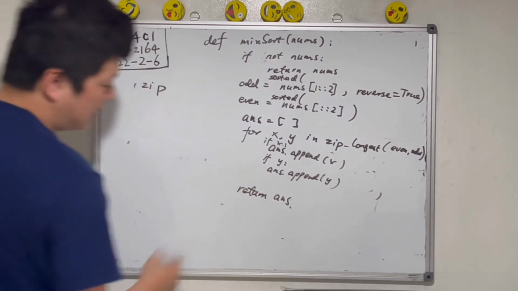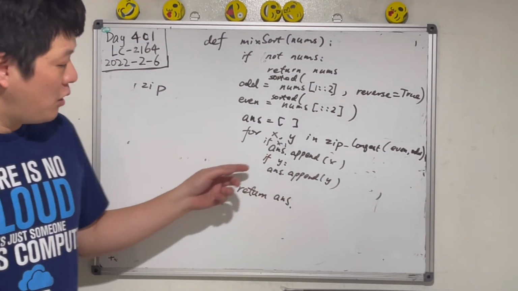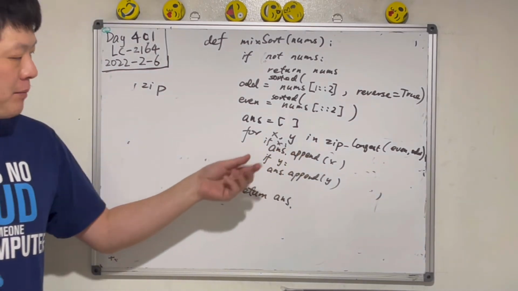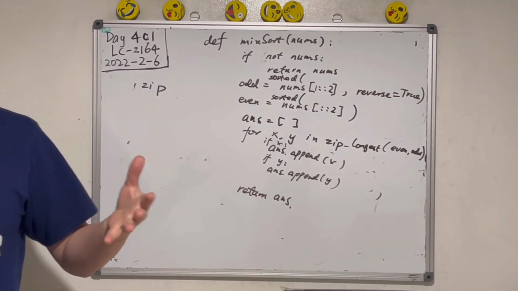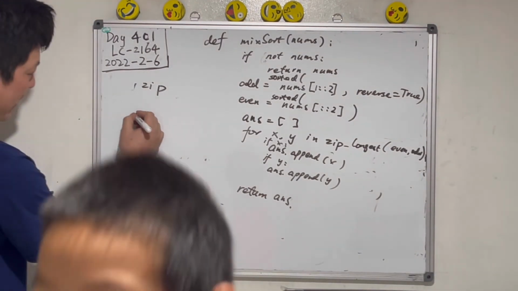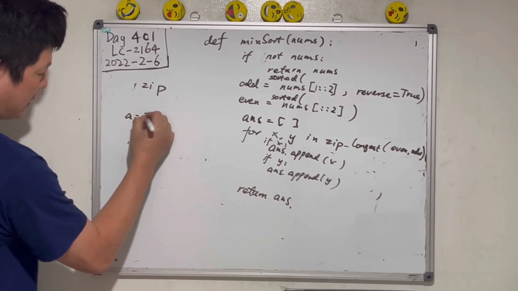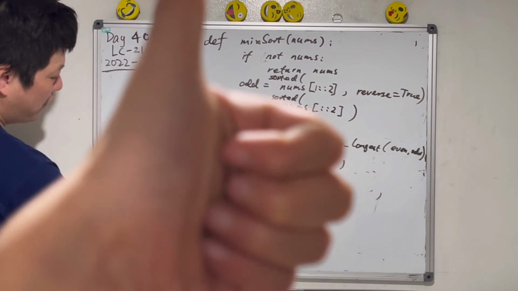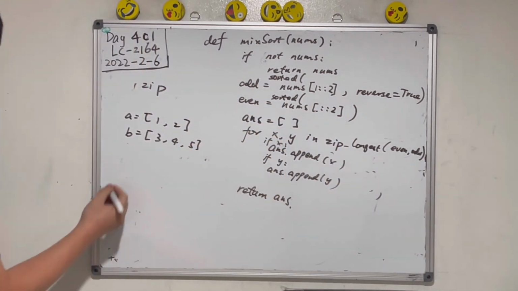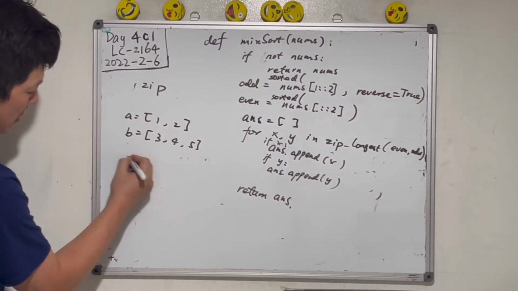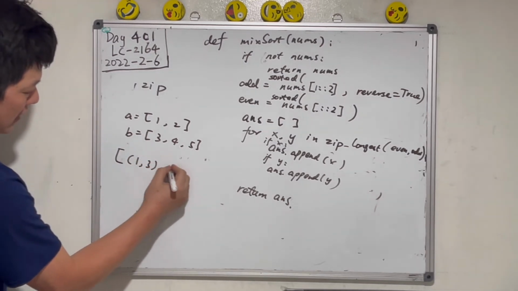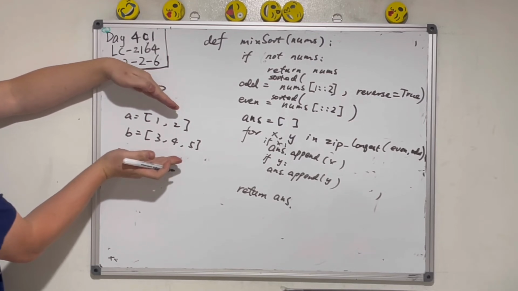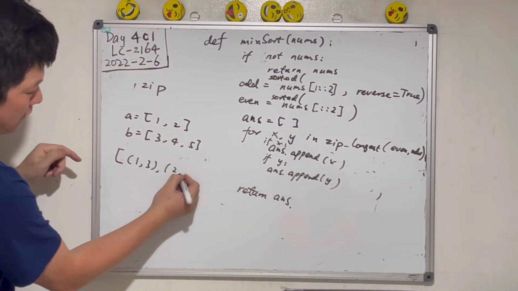We have to check whether x is there or not, right? Because zip_longest may produce the None. Look here: A equals [1, 2], B equals [3, 4, 5]. The zip_longest will produce pairs of 1 and 3, right? That's how it zips: 1 with 3, 2 with 4.